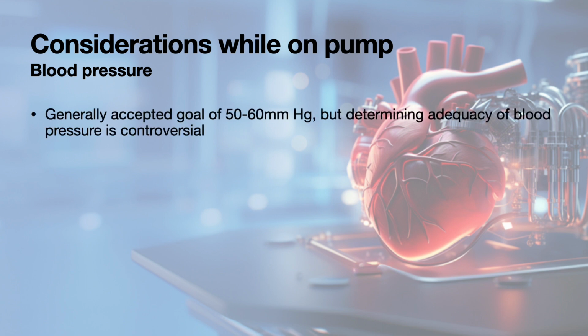Historically, an acceptable MAP has been in the range of 50 to 60 millimeters mercury. But even this is based on the alleged lower limit of cerebral autoregulation in normothermic pulsatile flow. Ideal blood pressure remains a controversial topic.